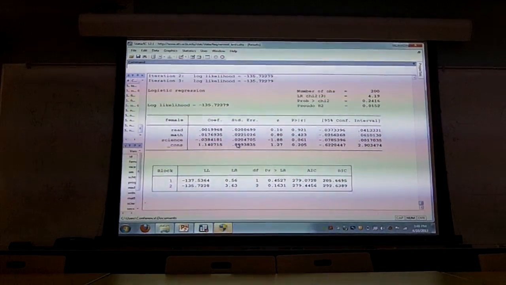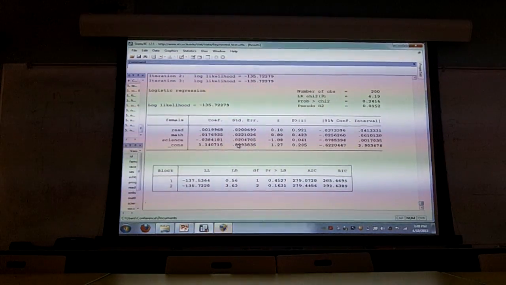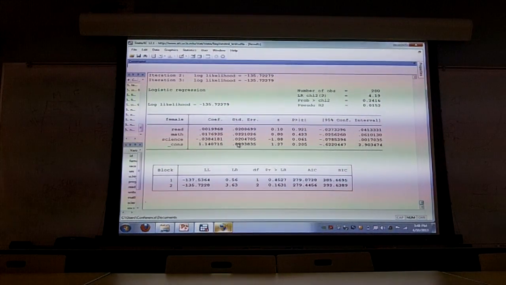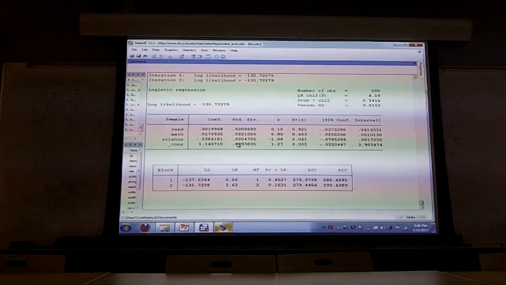And these are going to give me the likelihood ratios. The successive likelihood ratio tests.